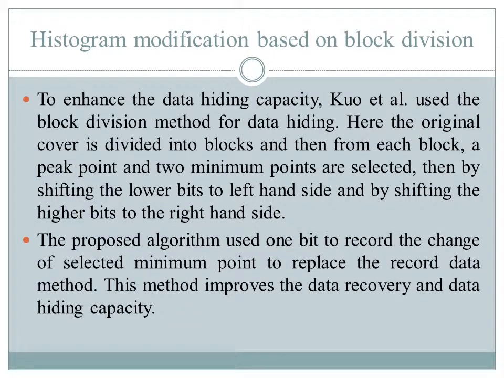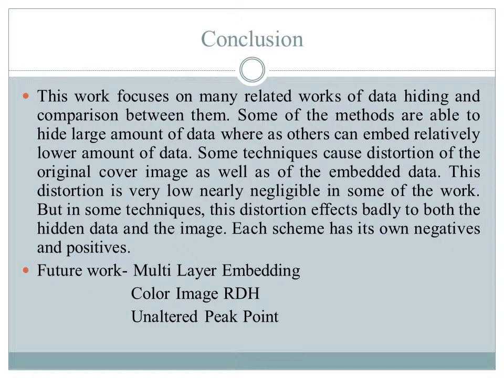There is one more paper that is based on block division. Here the image is divided into blocks, and in each block there is 1 peak point and 2 0 points. The 2 minimum points are selected. Then by shifting the lower bits to the left-hand side and shifting the higher bits to the right-hand side, data embedding is finally done.